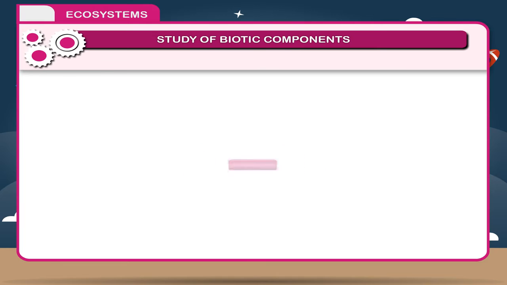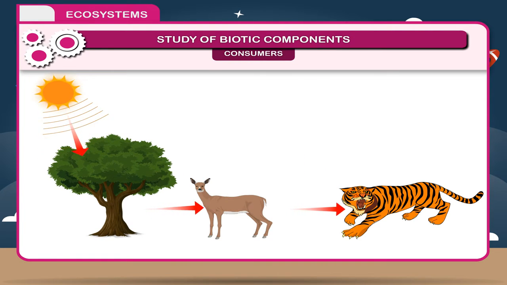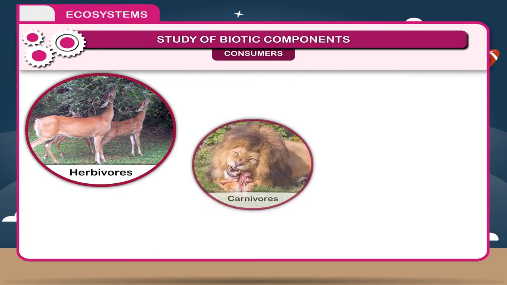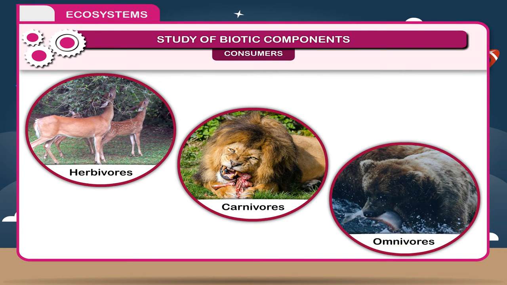Consumers. Consumers are those who cannot manufacture their own food and are dependent on autotroph organisms for their food. Consumers can be further subdivided into three groups depending on their food. These are herbivores, carnivores, and omnivores.